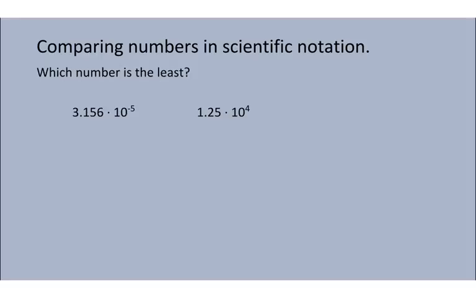We're going to look at numbers in scientific notation, and we're going to figure out how to tell which one is the smallest and which one is the largest. For this particular example, I'm going to write the numbers from scientific notation into standard form so that you can see why some of the rules work with the exponents. So let's look at this. 3.156 times 10 to the negative fifth.